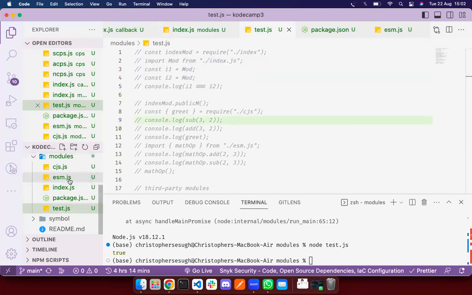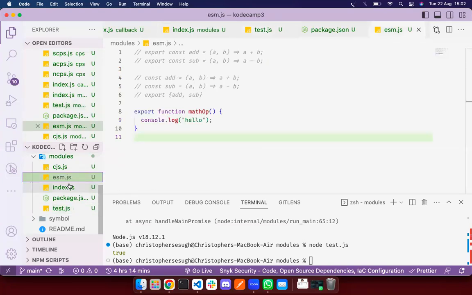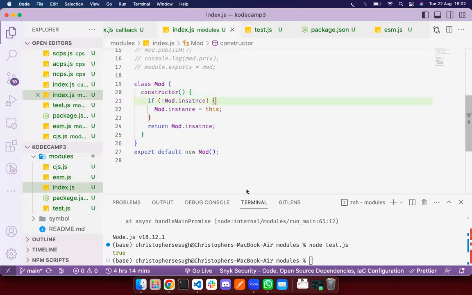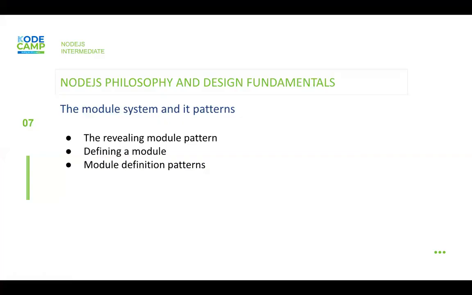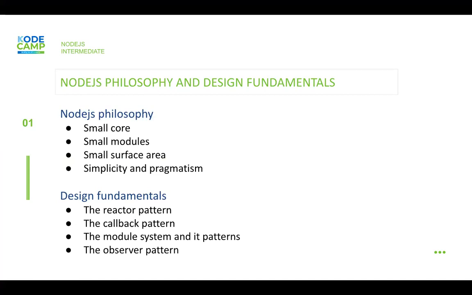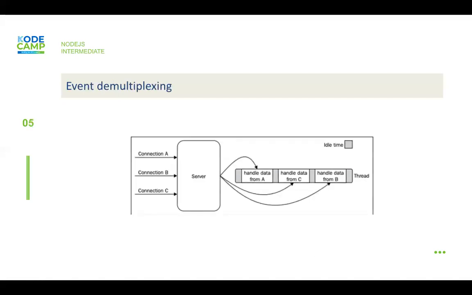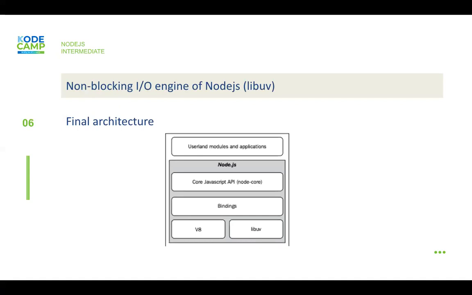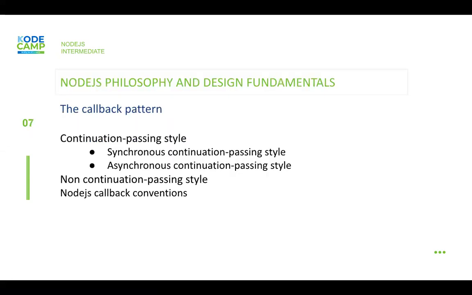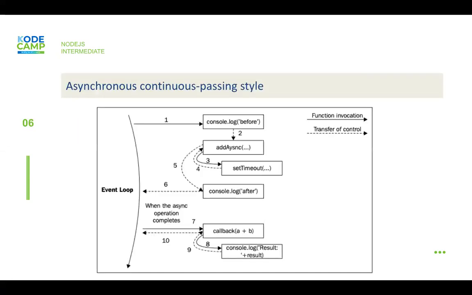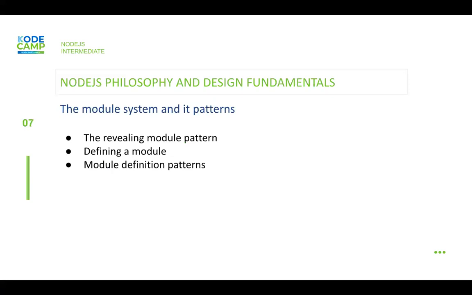So that's how we work with ES modules and CommonJS. As you can see, this is a default. So in review, what we've done: we've looked at the Node.js philosophy, design fundamentals, the reactor pattern, the callback pattern, module system and its patterns. The observer pattern, I will leave it for you to research. We discussed the reactor pattern, the blocking I/O, the event demultiplexing, the non-blocking I/O engine of Node.js, the libuv and bindings. What makes up Node.js? The callback pattern, asynchronous continuation-passing style, the Node.js philosophy and design fundamentals, and the module system and its patterns as a sub-concept, the revealing module pattern, defining a module, and all of that.